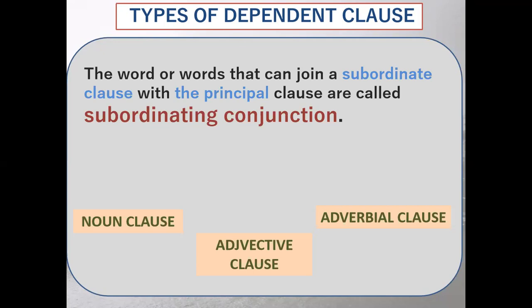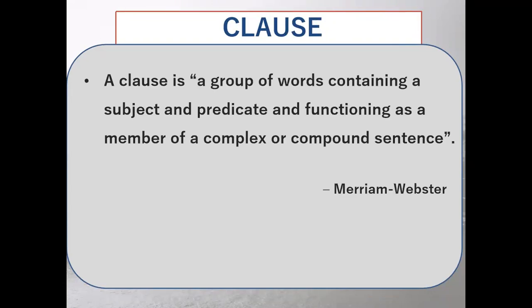So keep it in mind, when we talk about a clause, what is a clause? A clause is a group of words containing a subject and a predicate and functioning as a member of a complex or compound sentence. And there are two categories of clause: independent clause and dependent clause. Independent clauses don't have further classification, but dependent clauses do, which we have already discussed: noun, adjective, and adverbial.